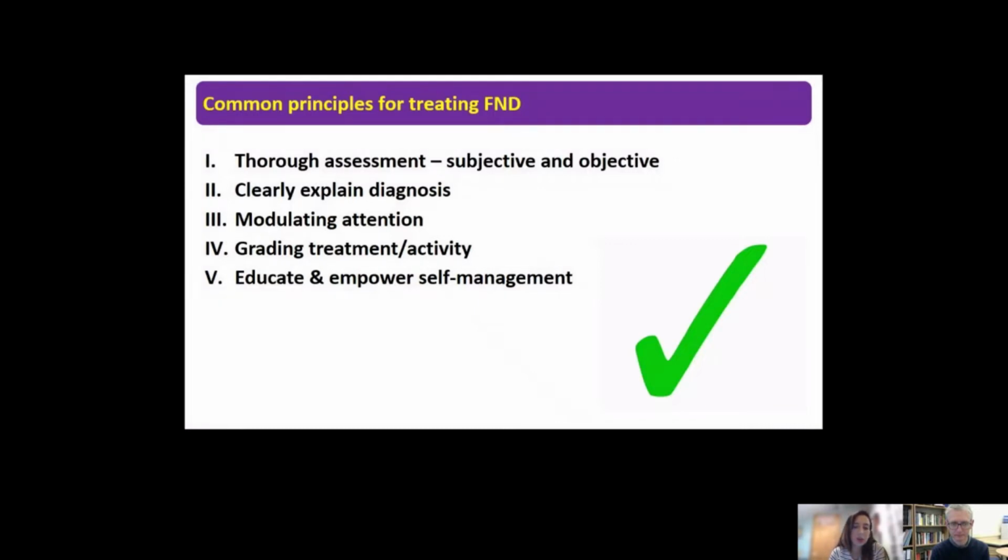Making sure that whatever we do is graded so that the patients feel comfortable, and that we're not just throwing them in at the deep end. It's important to build rapport with the patient, and also to recognise that the patient's going to be living with this for a long time, and whilst we hope for complete resolution of symptoms, it's sensible to educate the patient and empower them to self-manage their condition going forwards in the future.